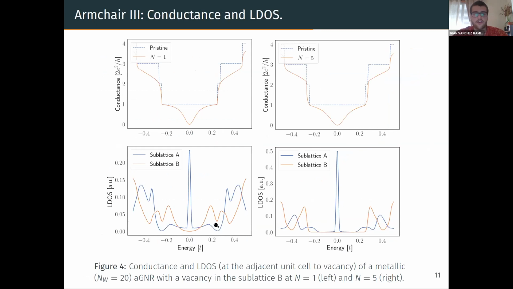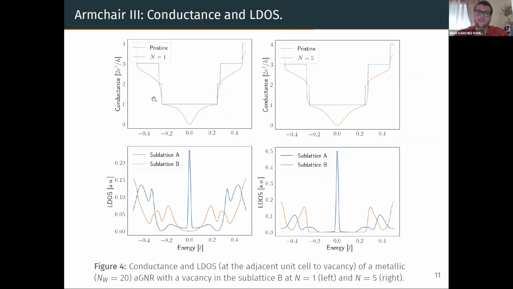What we can tell here is that there is a huge localization within the sublattice that doesn't host the vacancy. Here it's sublattice A, because the vacancies are located in sublattice B. Then we can relate these peaks on the local density of states of the adjacent cell with a quasi-bound localized state that has zero energy, that's the resonant energy.